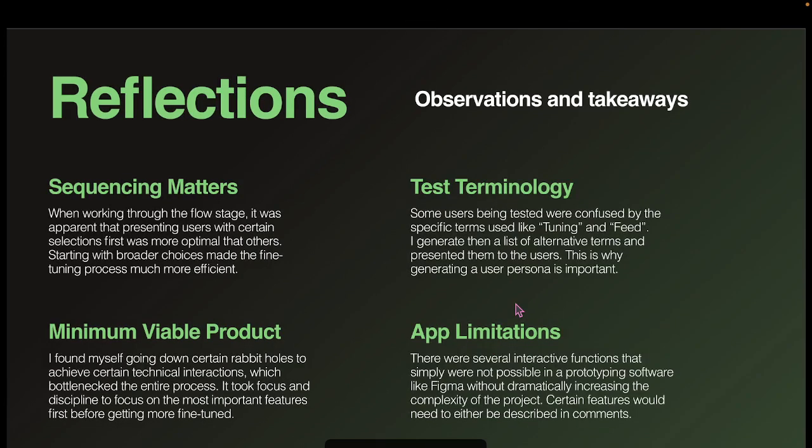I realized as part of my reflections that sequencing really matters. So especially when it comes to tuning, you want to start broad and then go more and more narrow. I needed to test different terminology because initially I used the words tuning and feed, and the user didn't understand what that meant. And then I needed to remind myself to stick with the minimum viable product. I was getting caught up in adding more advanced features like the swiping animation, and that was kind of bottlenecking the rest of the process.